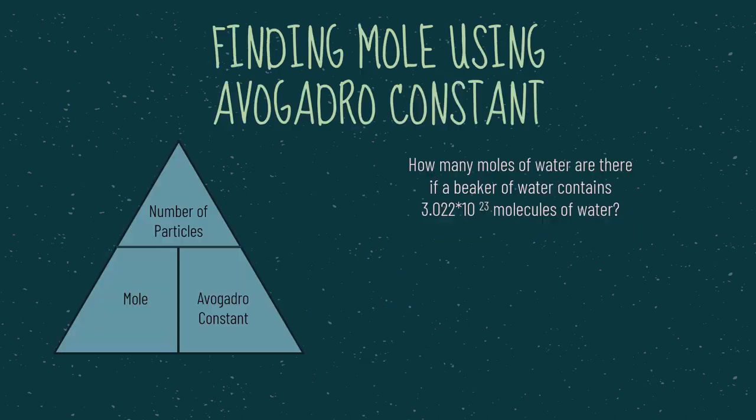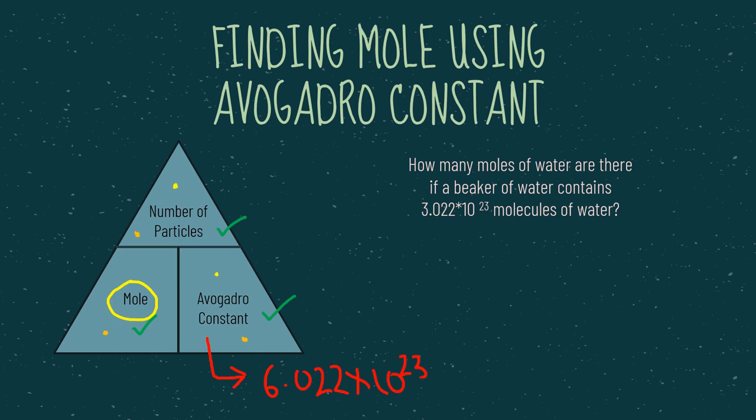So now we'll learn how to calculate mole using the Avogadro's constant. So we have a formula triangle here, and on the formula triangle we have number of particles, we have mole, and we have the Avogadro's constant. So we can see that in order for us to calculate mole, we need to take the number of particles divided by the Avogadro's constant. Likewise, if you want to find the number of particles, we can take the mole times the Avogadro's constant. Remember that the Avogadro's constant is actually a fixed value of 6.022 times 10 to the power of 23.